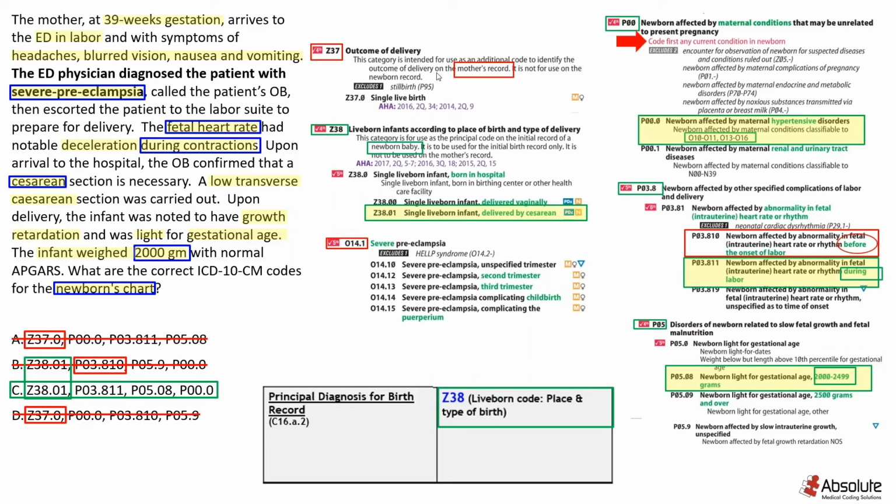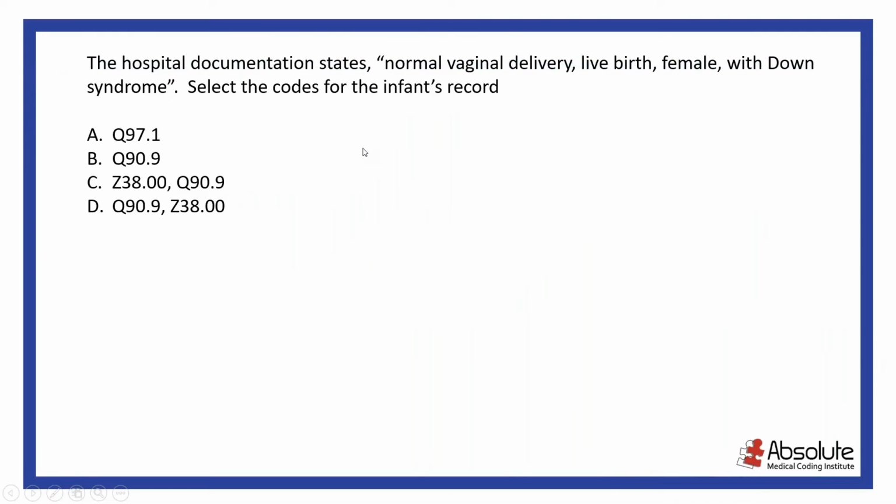Yes, so we have one more scenario, one last scenario for the day. And here's your question. Select the codes for the infant's record. Option A, Q97.1. Option B, Q90.9. Option C, Z38.00, Q90.9. Option D, Q90.9, Z38.00. The hospital documentation states normal vaginal delivery, live birth, female with Down syndrome. Select the code for the infant's record. So coders, your time starts now.